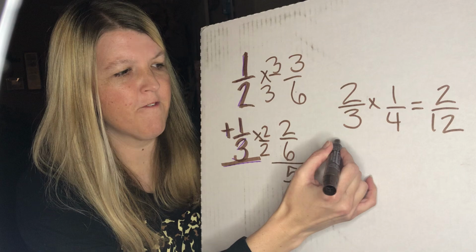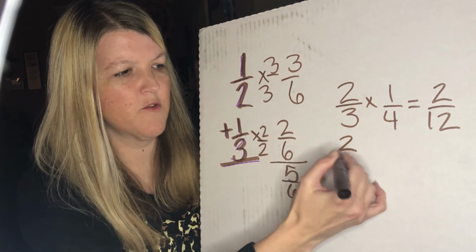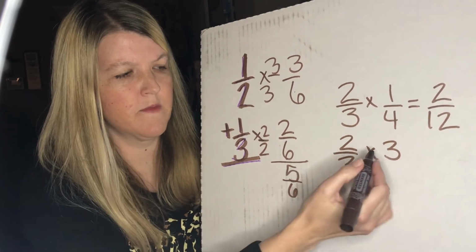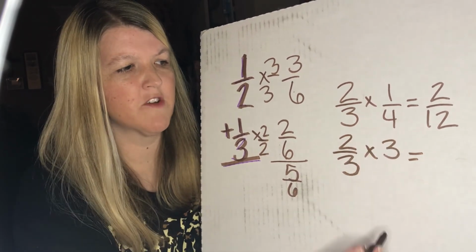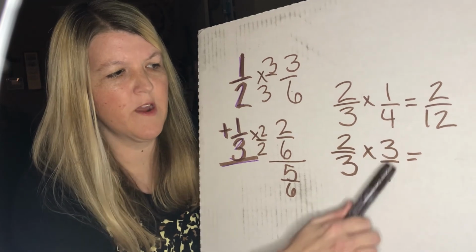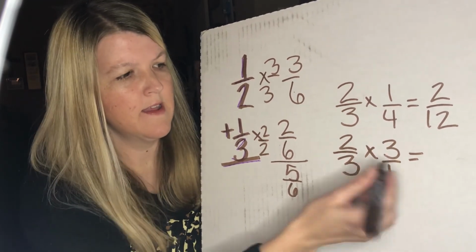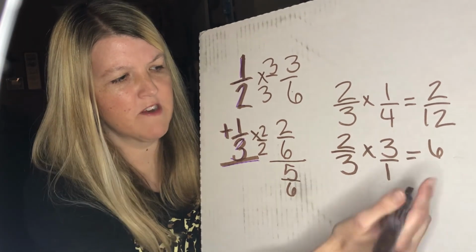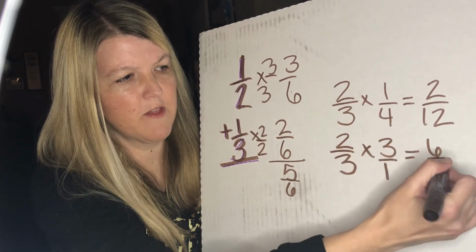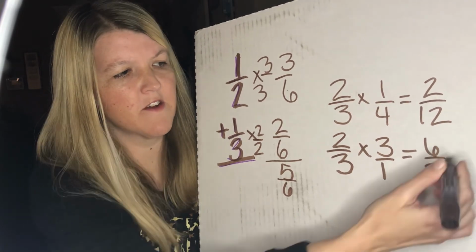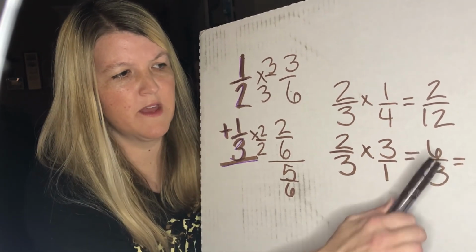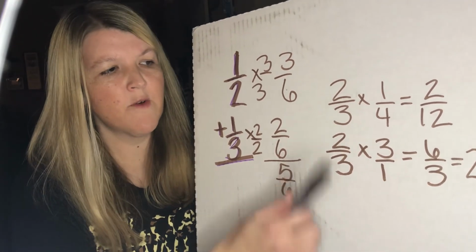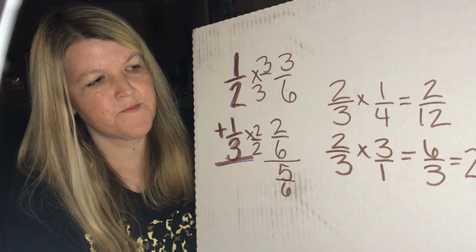And then if I multiply a fraction by a whole number, let's say I had 2/3 times 3, then I would change the whole number into a fraction by putting a 1 underneath it. So 3 over 1 is the same as 3. And I just do the same thing. I multiply the numerators. 2 times 3 is 6. Multiply the denominators. 3 times 1 would give me 3. So 6/3 is going to be equal to 2, because 6 divided by 3 gives me 2. So that's how we multiply with fractions.